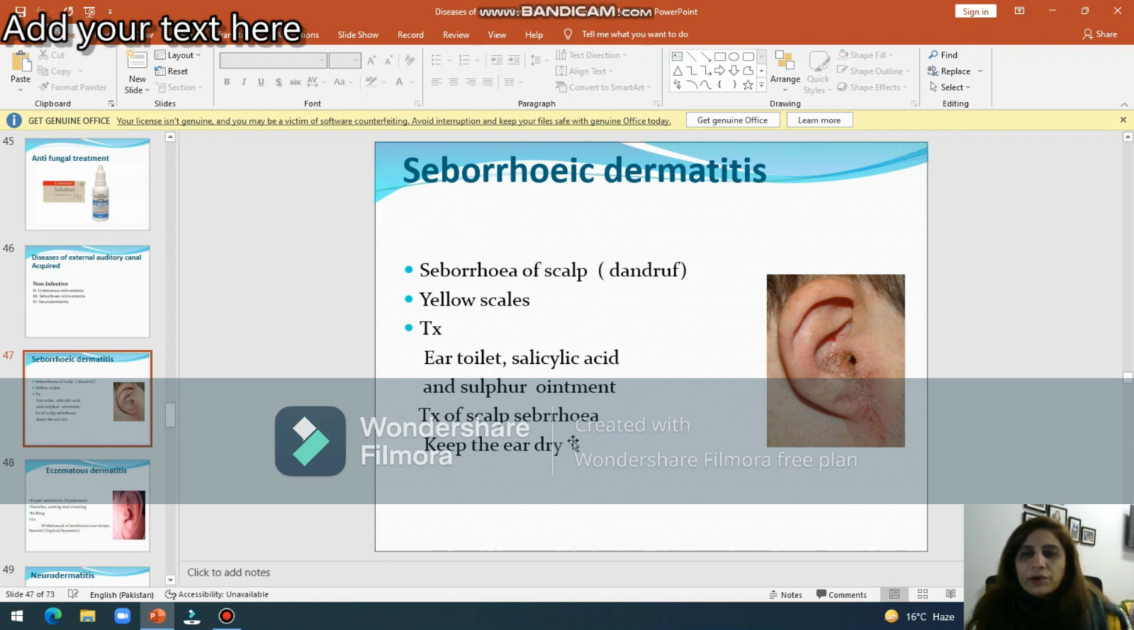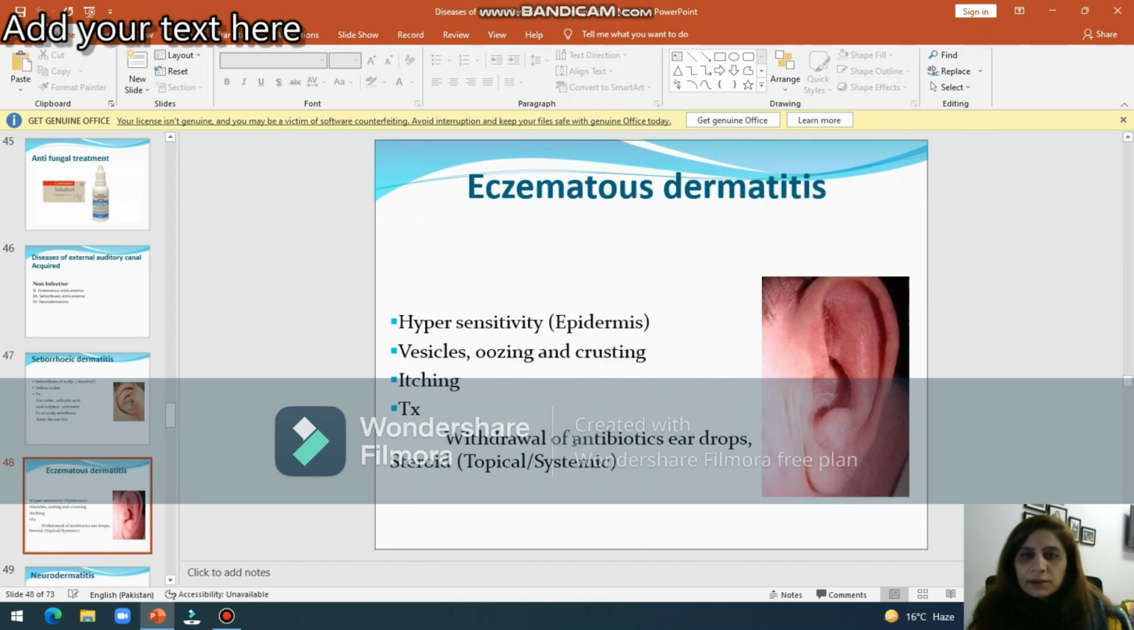There will be dandruff in the scalp, and the patient will give you a history of scratching inside the ear, severe itching, and serous discharge. So you will perform ear toilet, you can give salicylic acid and sulfur ointment, and you will treat the dandruff of the patient, and you will moisturize the skin.